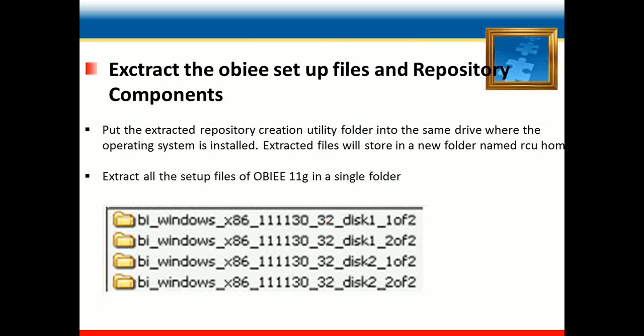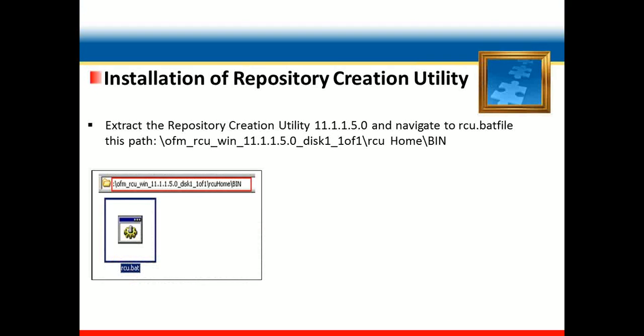And the next slide is for extracting the OBI setup files and repository component. So we have to put the repository creation utility into the same drive where the operating system is installed, and extracted files will be stored in a new folder, and whatever name we would like to give the folder, we can give. We have to extract these setup files of OBI 11G in a single folder.